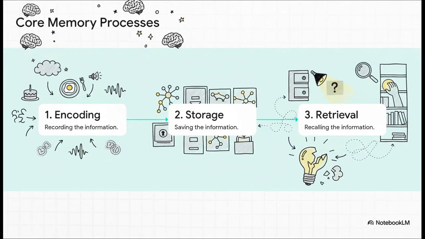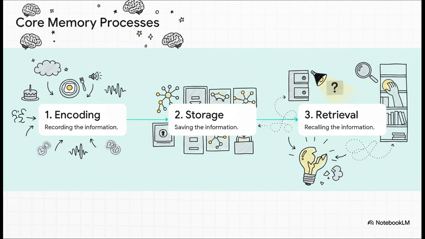Okay, so every single memory you have, from your first birthday party to what you ate for breakfast this morning, goes through 3 basic stages. Encoding, which is like hitting the record button. Storage, which is saving the file, and retrieval, which is finding and playing that file back. If there's a hiccup at any one of these stages, that memory could be lost for good.